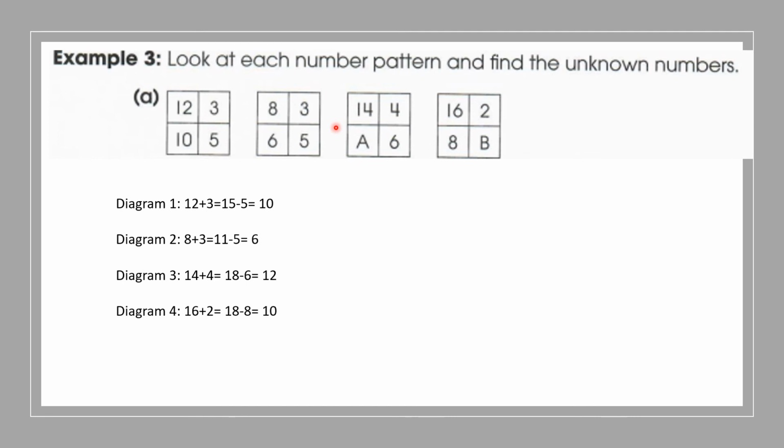In our next diagram, A is missing, so we would do 14 plus 4, which gives us 18, minus 6, and gives us 12. In our last diagram, B is missing, so we would do the same thing and do 16 plus 2, but this time we would subtract 8, and B would be 10.